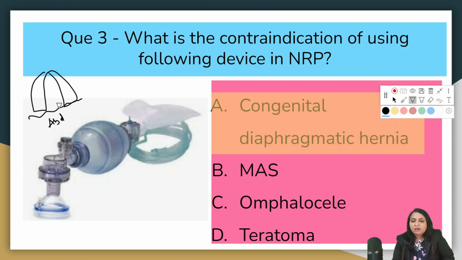If there is a hernia here, and we use this device during the neonatal resuscitation protocol, the air is going to go inside. More air will enter the intestine and the stomach. This will cause excess pressure in the lung, further compromising the respiration of the child. So the single most important contraindication of using this device is congenital diaphragmatic hernia.